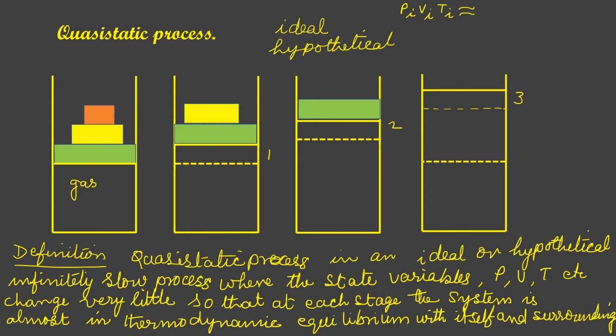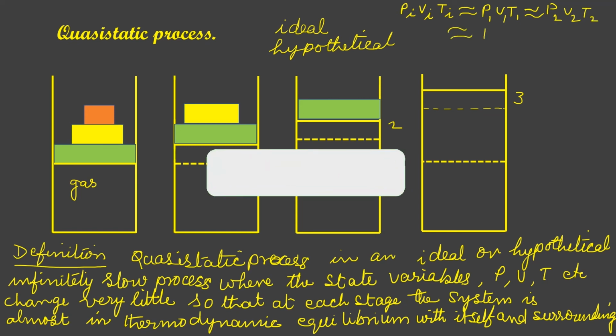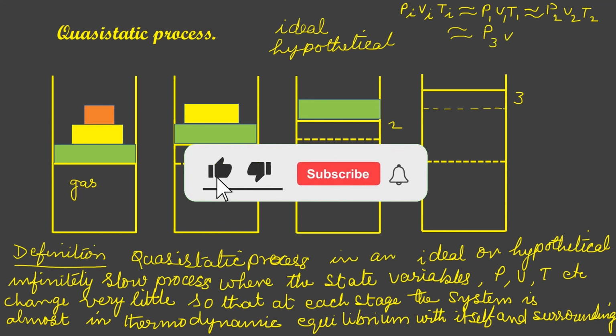Let the initial values of the state variables be Pi, Vi, and Ti. It is approximately equal to the state variables of the first stage, that is P1, V1 and T1, approximately equal to the state variables of stage 2, namely P2, V2, T2, approximately equal to the state variables of stage 3, that is P3, V3 and T3. We have considered 3 stages.